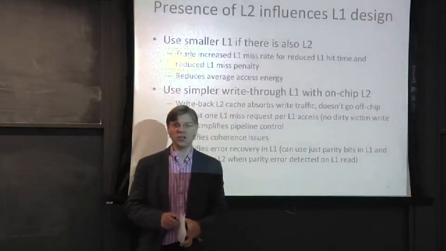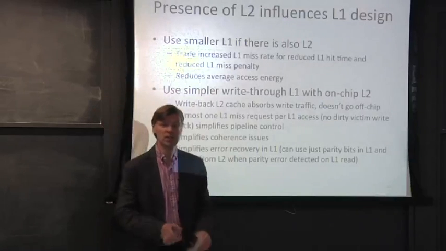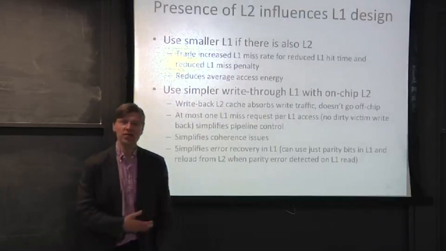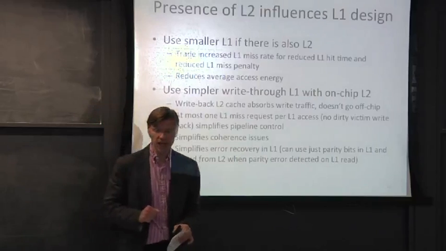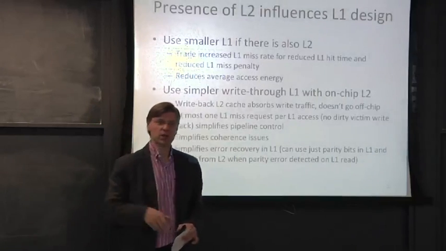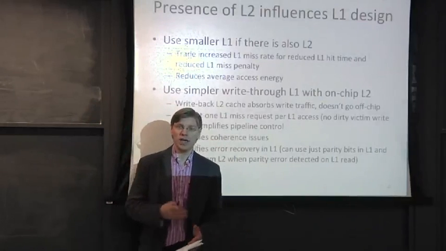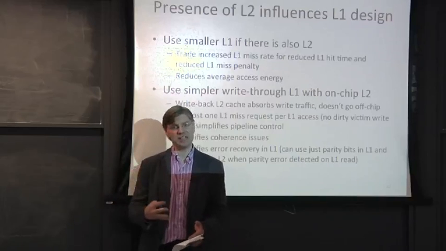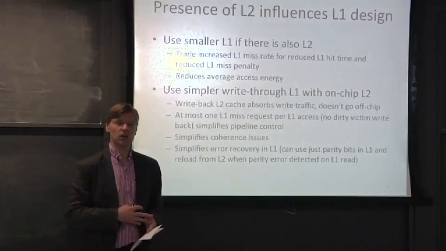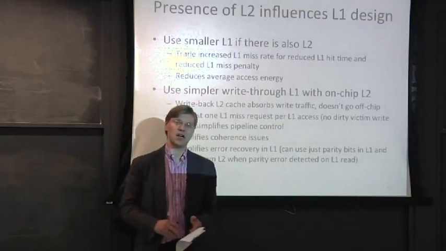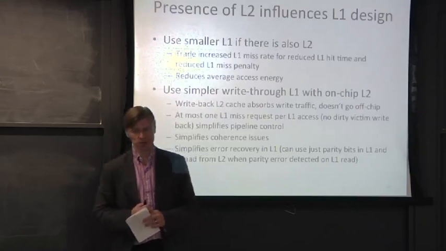Another way that the presence of a level 2 cache can really influence the level 1 is that you might be able to have a much simpler level 1 cache design. So what does this look like? Well, let's say in your old design, the level 1 cache was a write-back cache. So it stored dirty data, and when a cache conflict occurred, it had to find an eviction and evict something out of the level 1 cache and wait for that eviction to occur, or at least find the bandwidth for that eviction to occur.